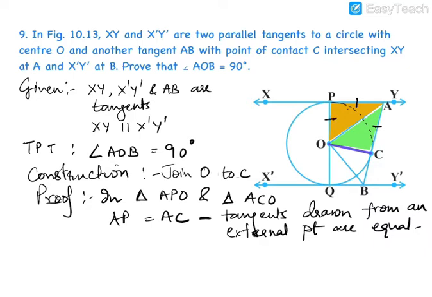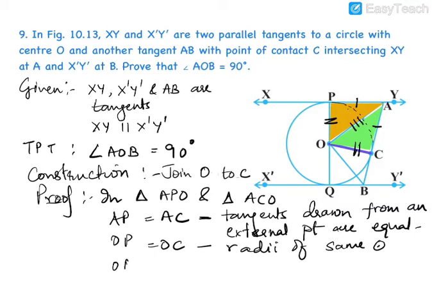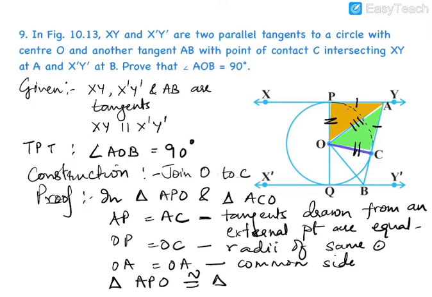We can also mark OP equal to OC. Why? Because they are radii of the same circle. And OA is common to both these triangles. So in these two triangles, all corresponding sides are equal. So triangle APO is congruent to triangle ACO by SSS criteria.